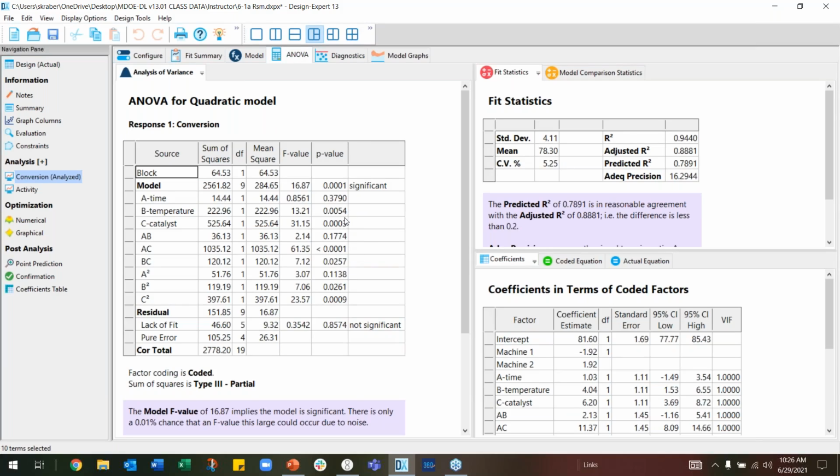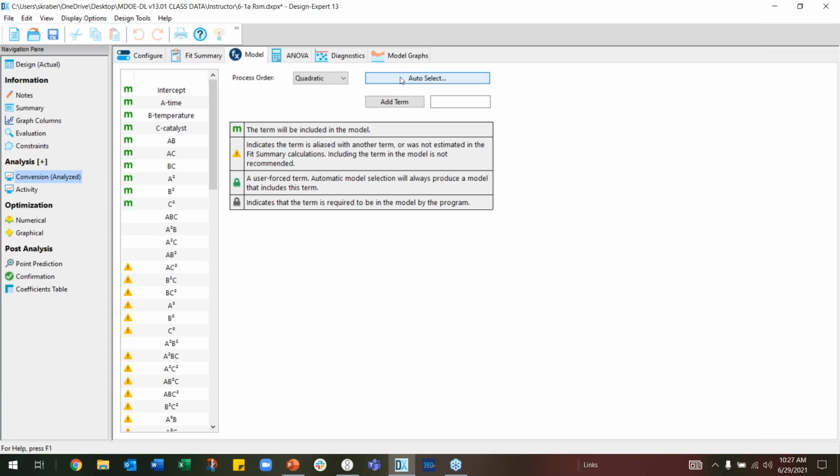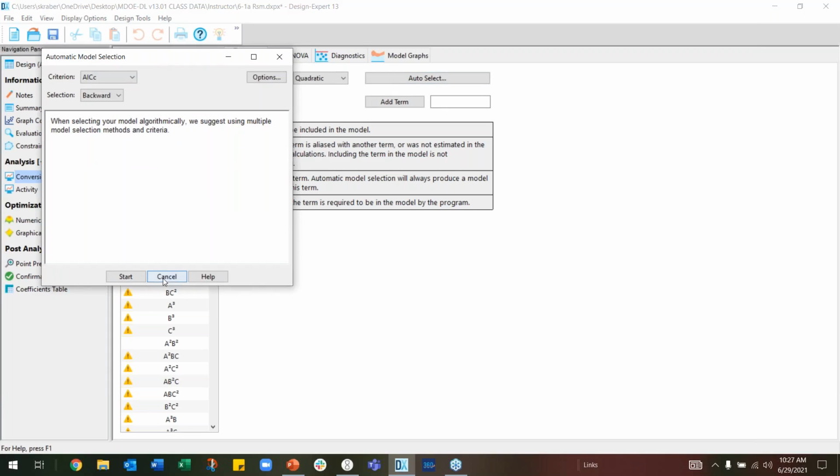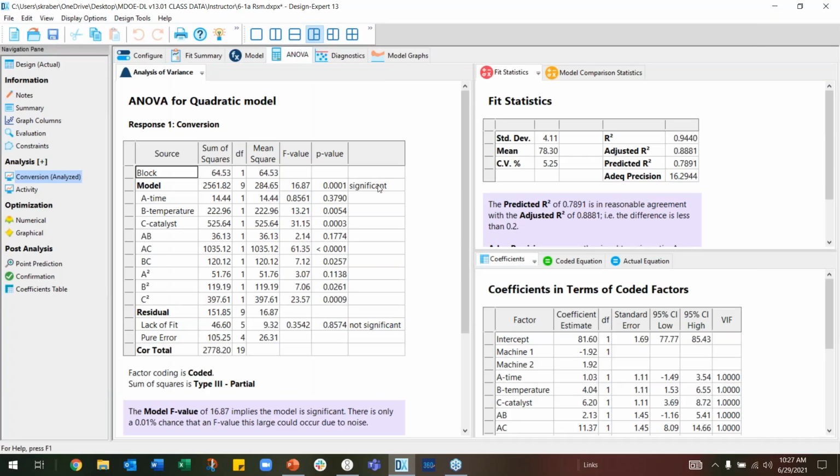And we can see that we have many significant terms. I will just say that in general, I do advise model reduction. There are a couple of terms that could be removed. When there are only a couple of terms, that doesn't really matter. But if there are a lot of insignificant terms, then I would highly recommend that you go back and reduce the model using some of the auto select methods. We'll leave it here as is for right now.